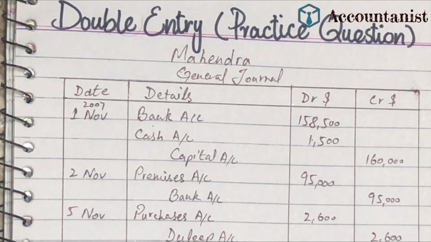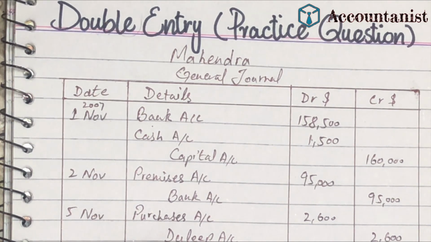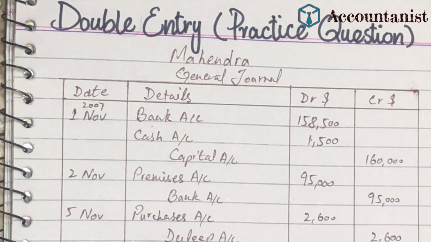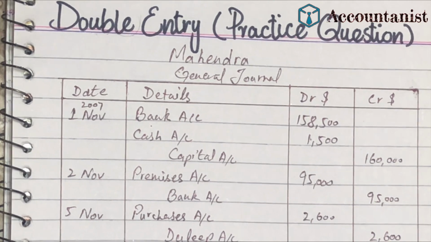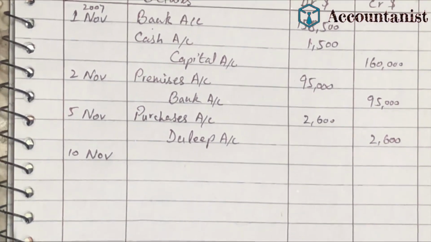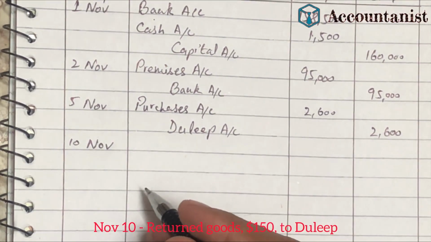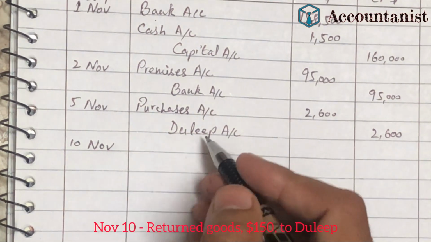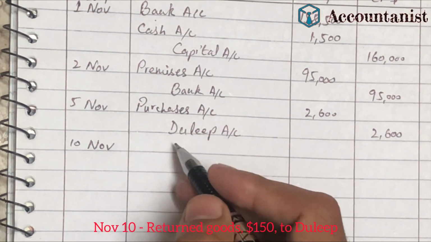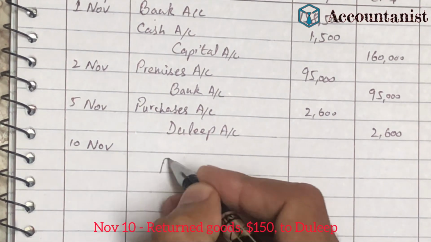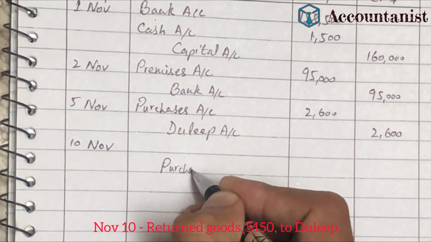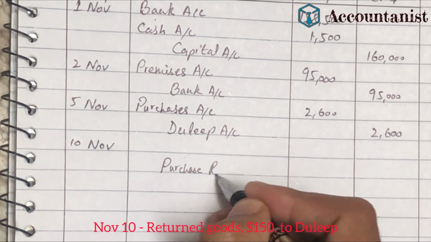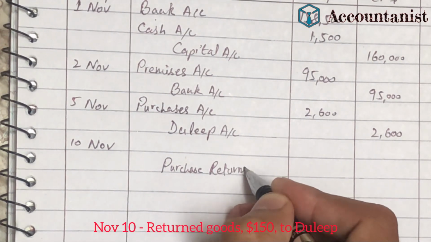So the next transaction is on 10th of November. In this transaction, it says that we returned some goods to Dulip, $150, which means that we returned some goods to Dulip, that is our purchases returns. So we'll make a credit of purchase returns account.